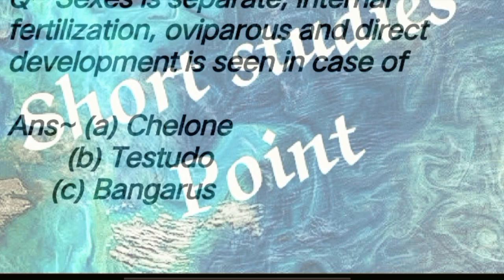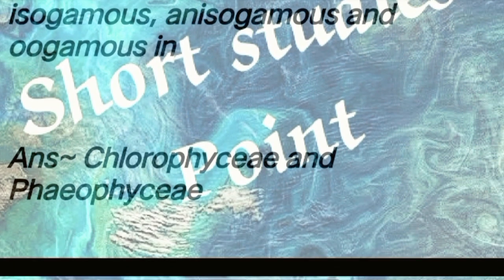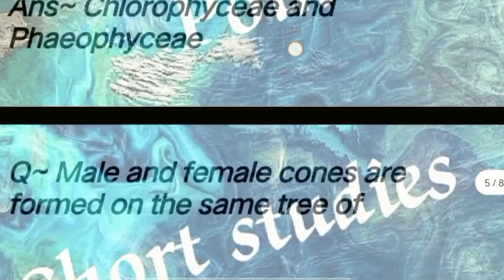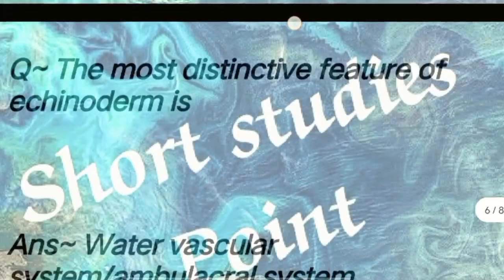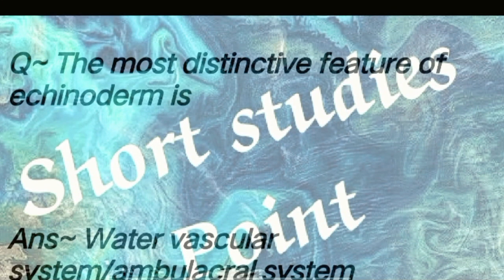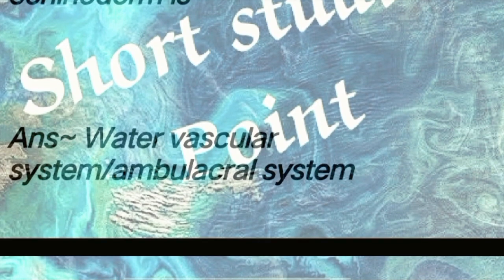Chelone, Testudo, Bungarus. Next question, sexual reproduction by isogametes, anisogametes and oogametes is seen in? Answer: Chlorophyceae and Phaeophyceae. Next question, male and female cones are formed on the same tree in? Answer: Pinus. Next question, the most distinctive feature of Echinodermata is? Answer: water vascular system, umbilical system.